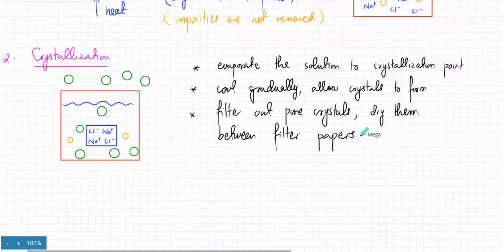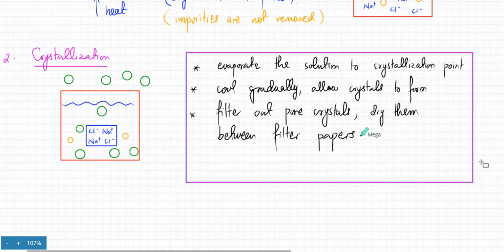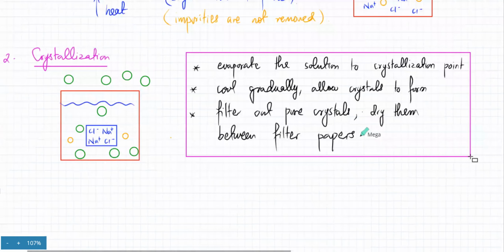So remember the process of crystallization, and whenever you're asked to write the process of crystallization, which you're going to be told very often, use the same words and be very brief. Be very, very specific.